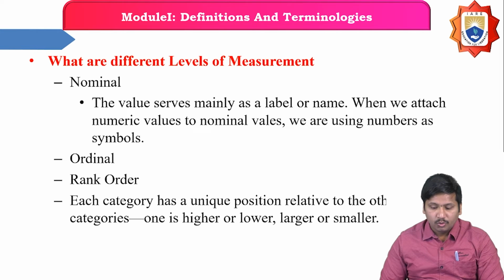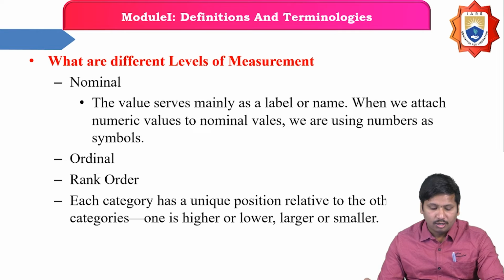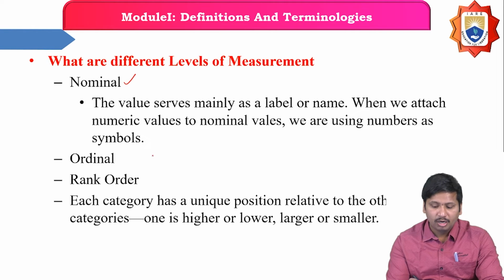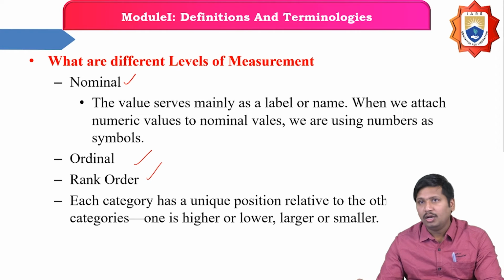And the next question is, what are the different types of measurements, the different levels of measurement we normally have? Some of the levels are nominal level, ordinal level, and rank order. These are some of the different levels of measurement that are considered.